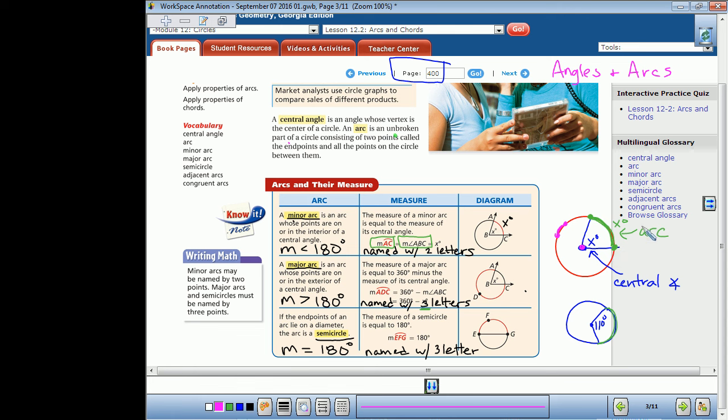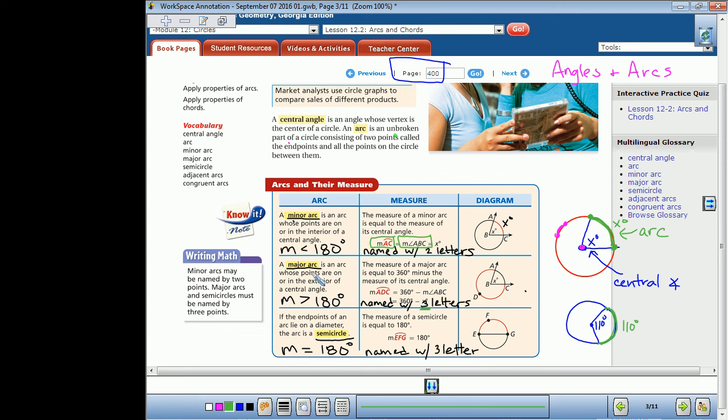So this arc has the exact same measure as that central angle. If this central angle is 110 degrees, what is the measure of this intercepted arc? 110 degrees. And we can go both ways with it. I could give you the arc, and you could give me the central angle because they're equivalent. They're the same.